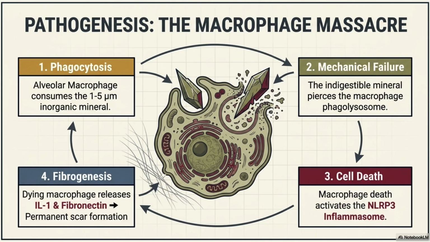What happens when they reach the alveoli? It leads to the pathogenesis we call the macrophage massacre. Step 1 is phagocytosis, where the alveolar macrophage consumes the 1 to 5 micrometer inorganic mineral. Step 2 is mechanical failure, because the indigestible mineral actually pierces the macrophage phagolysosome. Step 3 is cell death. This macrophage death activates the NLRP3 inflammasome. Finally, step 4 is fibrogenesis, where the dying macrophages release interleukin-1 and fibronectin, resulting in permanent scar formation.